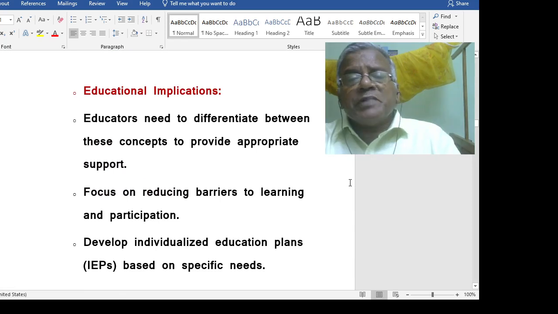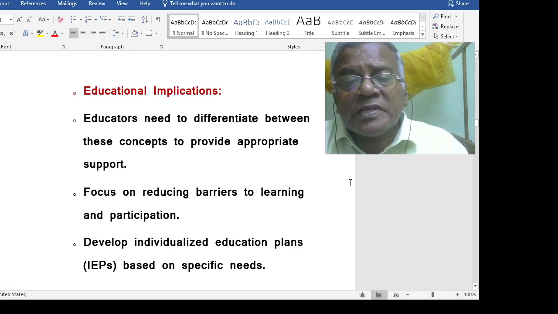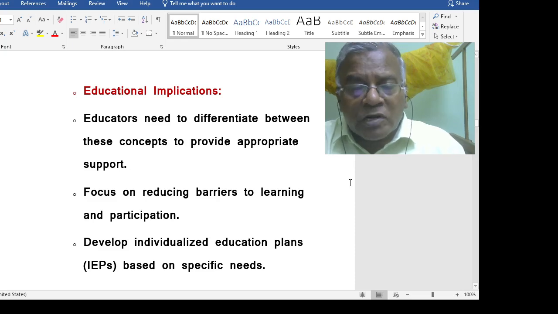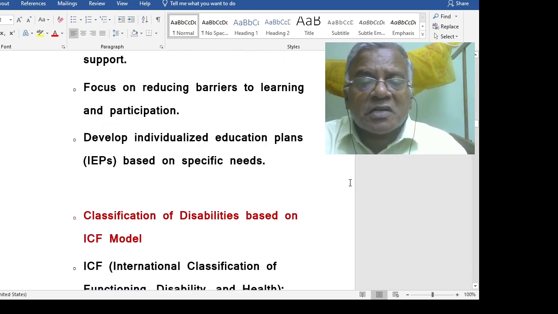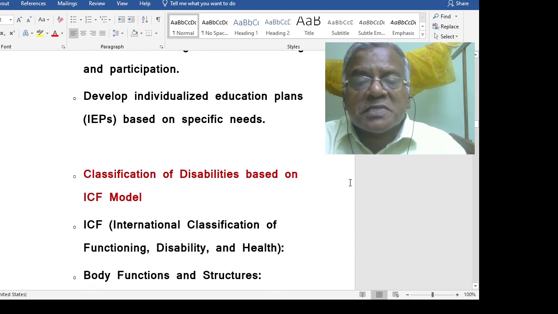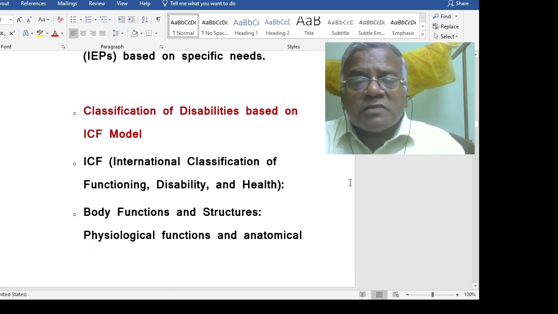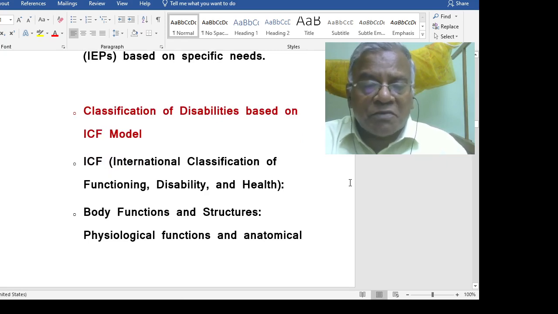What are the educational implications? Educators need to differentiate between these concepts to provide appropriate support. Focus on reducing barriers to learning and participation. They should develop individualized education plans, IEPs, based on specific needs. What is the classification of disabilities based on ICF model?